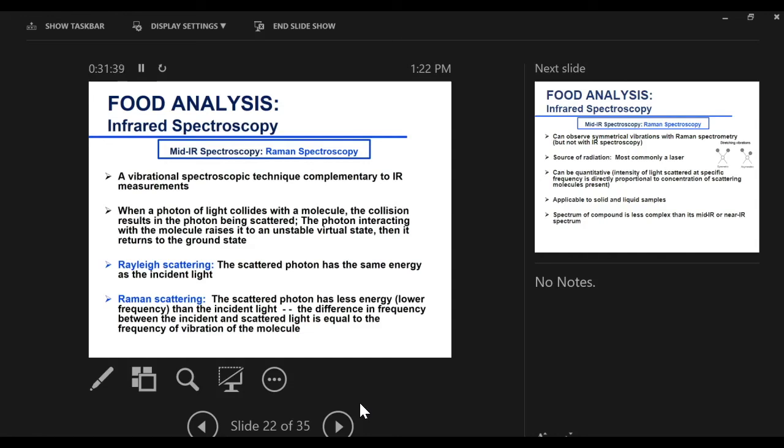However, some molecules, when they absorb light, release photons of a longer wavelength or lower frequency, and they go back not to the baseline of their vibration state, but to a slightly higher vibration state. That energy that gets scattered has, as I said, lower frequency. So this is called Raman scattering. The scattered photon has less energy than the incident light.